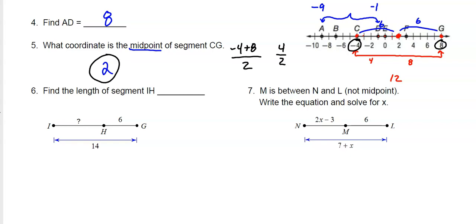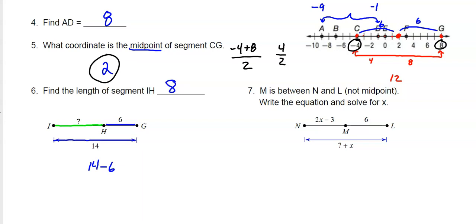All right, number 6, we move down here to the bottom. Find the length of segment IH. So we're missing the left side. We know the total is 14. We know that this side is 6, so 14 take away 6 should give me 8.